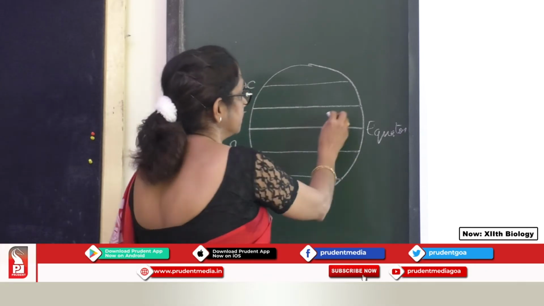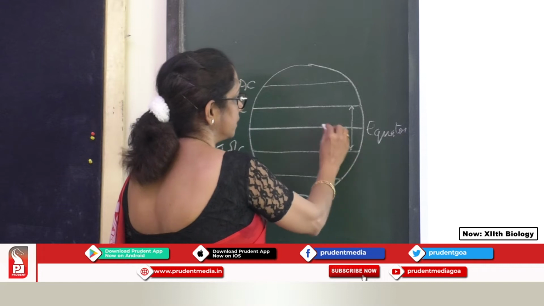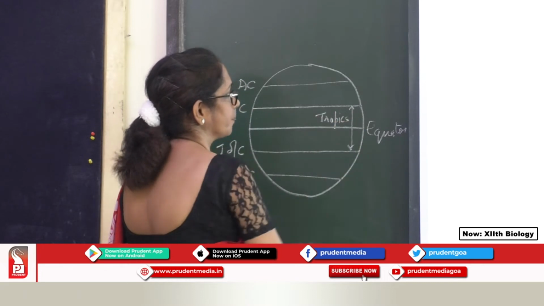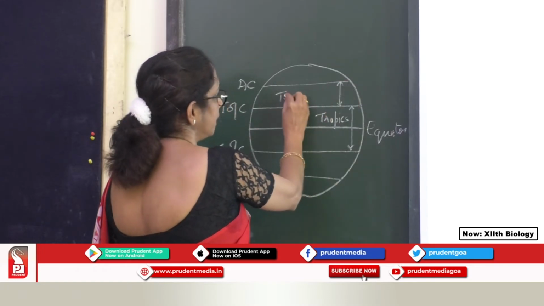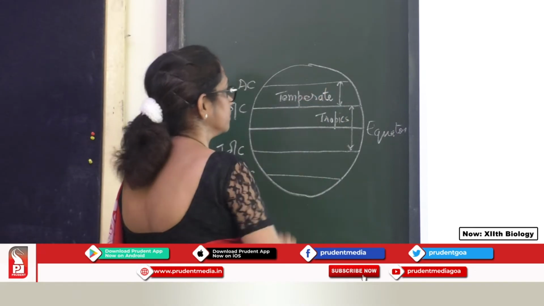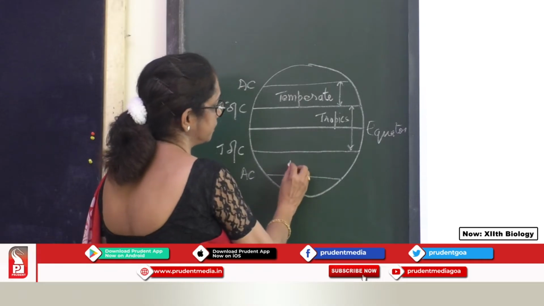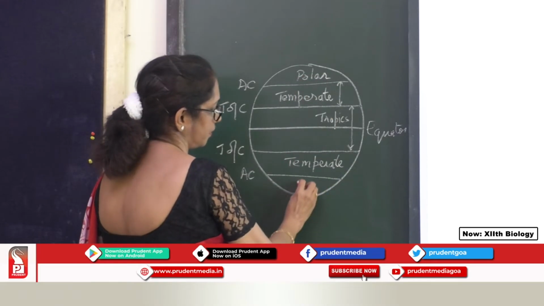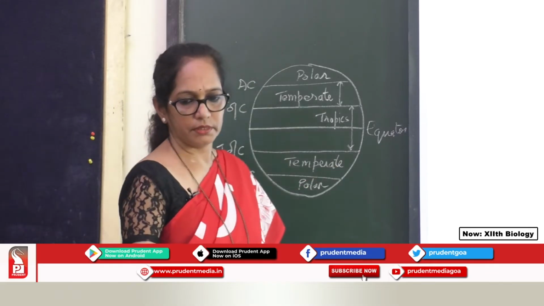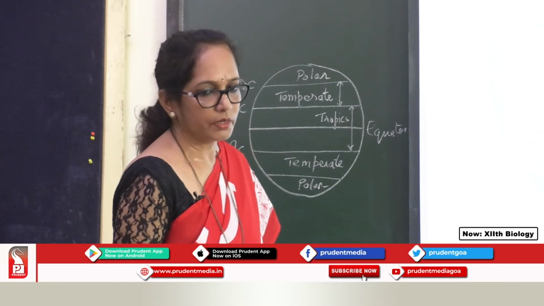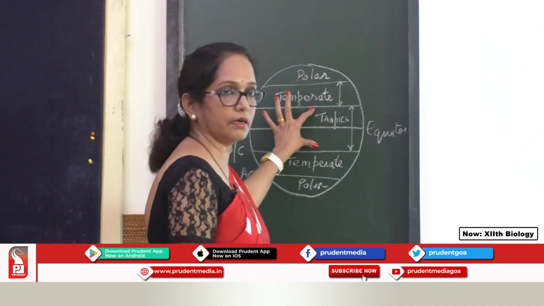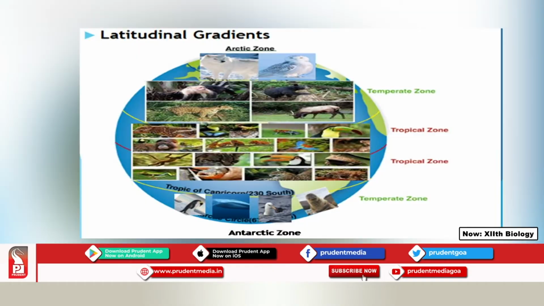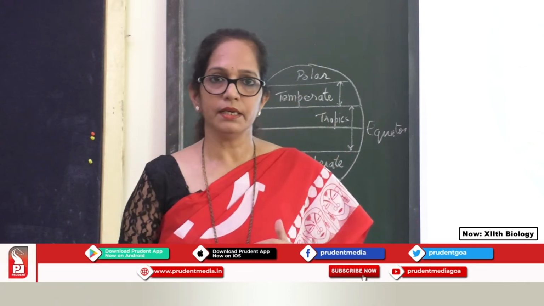Now what I have to highlight here is the area from here to here, it is called the tropics, and this area is called the temperate area, this and this, and this is the polar region on both the sides. Now as for the latitudinal gradients, we can see that the tropics have the maximum number of species. Even generally you must be realizing, tropical country, and whenever you think about the polar regions, there are very less number of species.